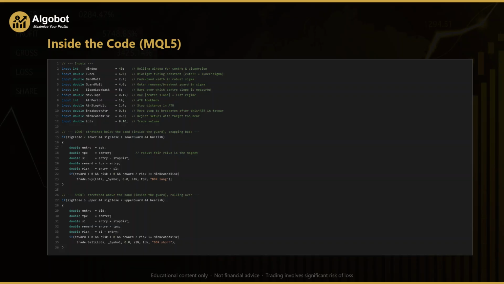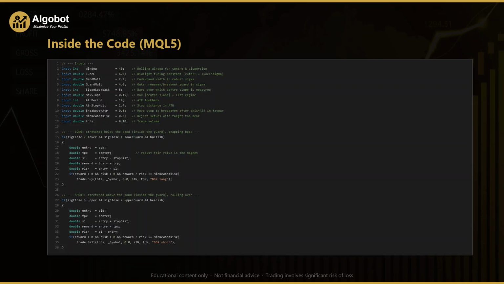Now the long block. The condition reads, if the signal bar's close is below the lower band and above the lower guard, and the bar is bullish. When that's true, entry is taken at the ask, the take profit variable is set to the center, the robust fair value magnet, and the stop is placed one stop distance below entry. After confirming reward and risk are positive and the reward to risk ratio clears the minimum, the code calls trade.buy with those stop and target levels.